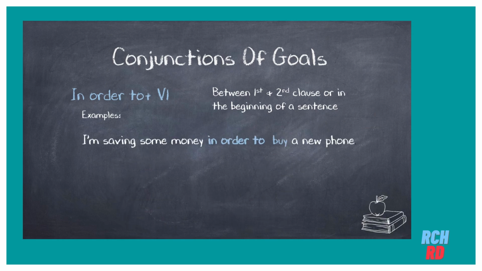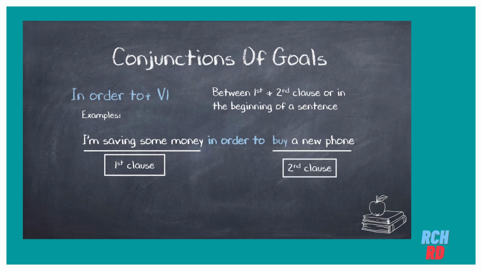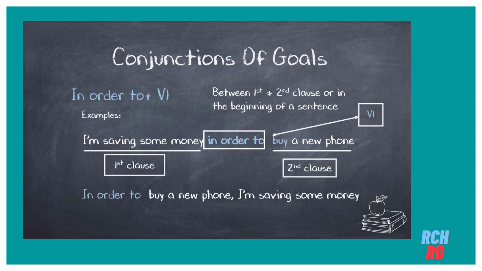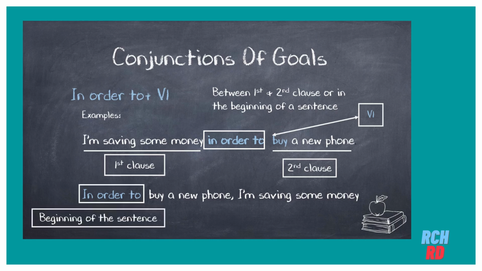I'm saving some money in order to buy a new phone. I'm saving some money is the first clause, and buy a new phone is the second clause, and in order to is between them. After in order to, we have to use verb 1. Now let's put it at the beginning of the sentence. In order to buy a new phone, I'm saving some money. We put in order to at the beginning of the sentence. In order to buy a new phone, comma, I'm saving some money. We have to use comma after the first clause.